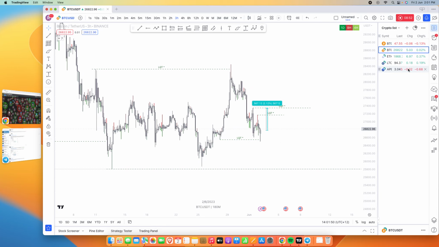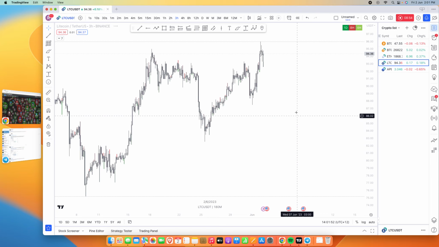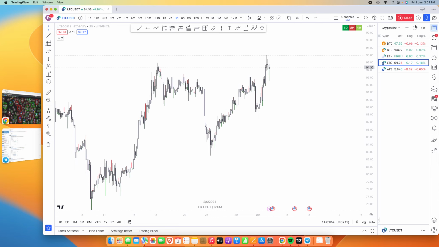We also had a Litecoin trade recently that was on here. I'll just pull it up, which was a pretty good trade. We caught some longs down from here.